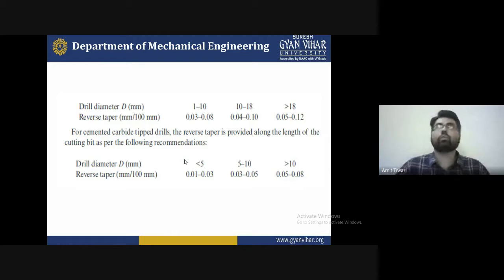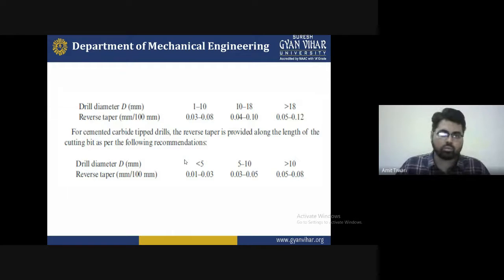We have two criteria mentioned. It will be helpful to you. So that's why we have the specific type of drilling conditions, which we consider for a suitable range, based on the drill diameter and, for that, the reverse taper diameter.